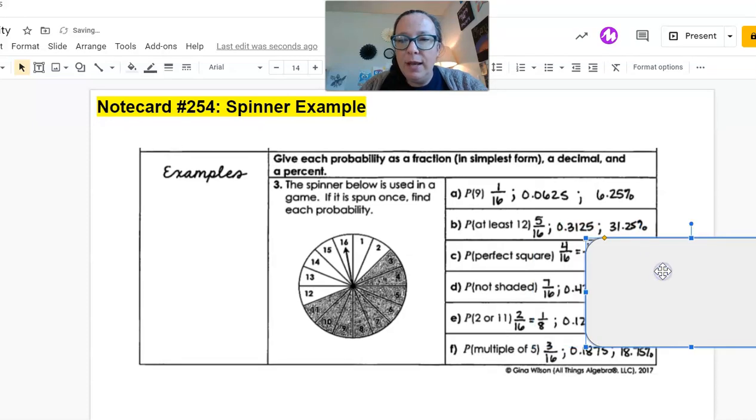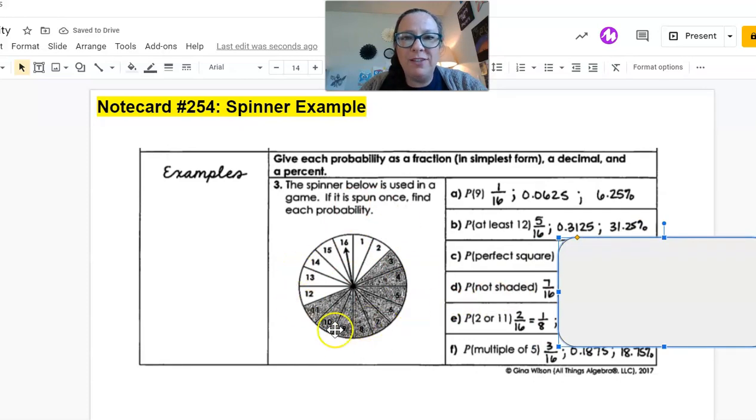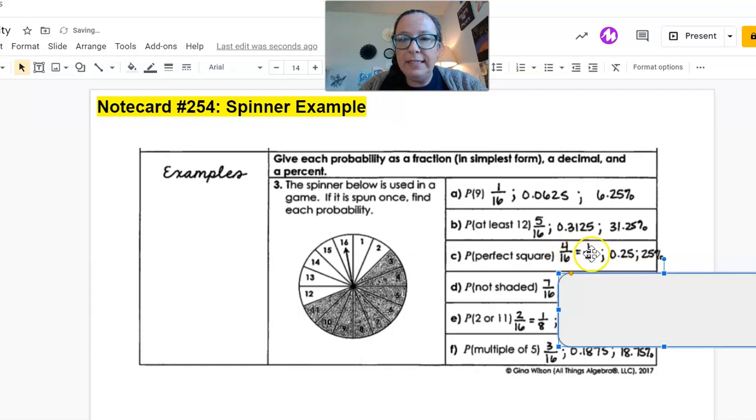All right, the next one, what's the probability that you would get a perfect square? So you really have to think, what are my perfect squares? 1 squared is 1, 2 squared is 4, 3 squared is 9, 4 squared is 16. So we have 1, 2, 3, 4 perfect squares on here, okay? And so it'd be 4 out of 16, which does reduce, okay? 4 out of 16, they want you to reduce to simplify, so it'd be 1/4, which is 0.25 or 25%.